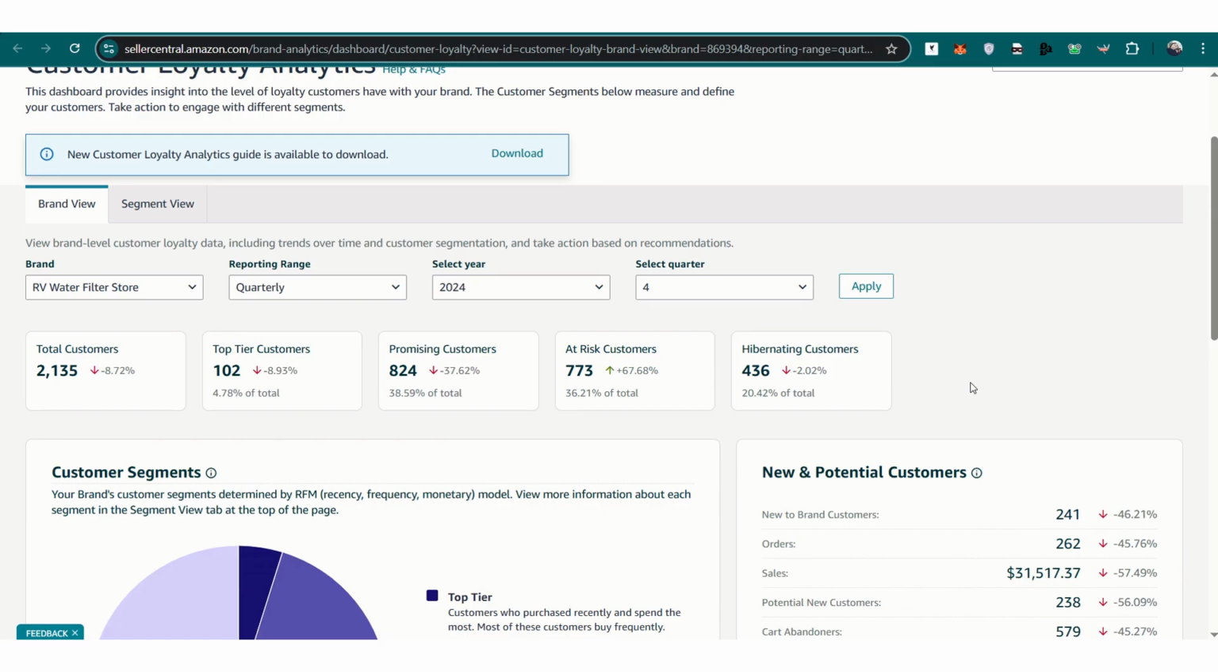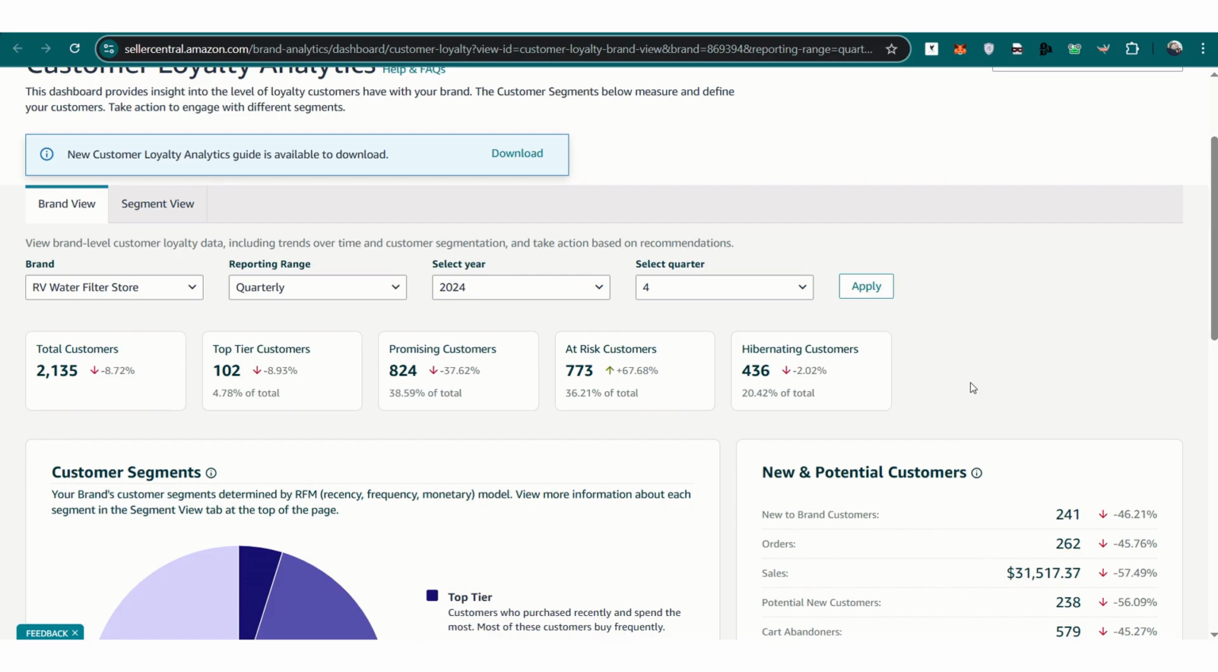For instance, if you see an increase in promising customers, that indicates growing interest in your brand from shoppers who have not yet purchased but are showing signs of intent. This is the perfect time to run brand-tailored promotions or offer limited-time coupons to encourage that first purchase.